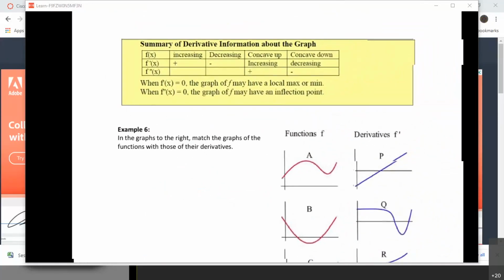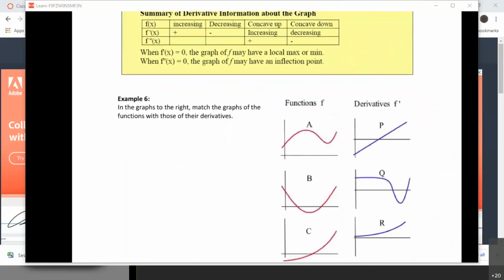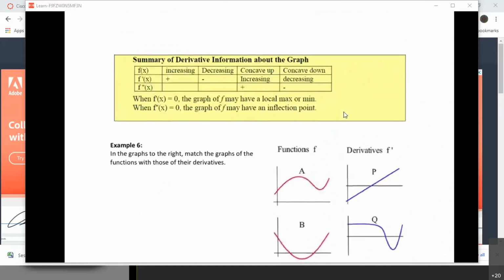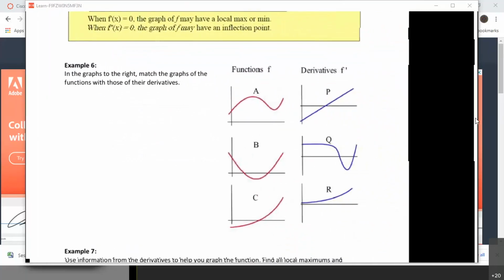There's a nice little summary box here that tells you what the derivatives tell you. Again, the signs of the derivatives tell you things. If you've got a positive first derivative, you're an increasing function. If it's concave up, it's increasing. Negative first derivative, right? Decreasing function, and concave down. And this is the sign on the second derivative. So let's take a look at a matching exercise.